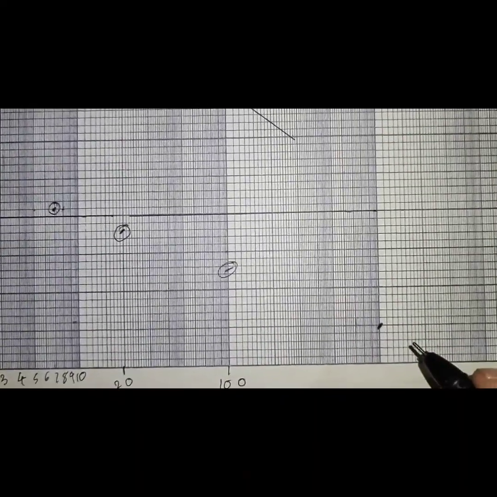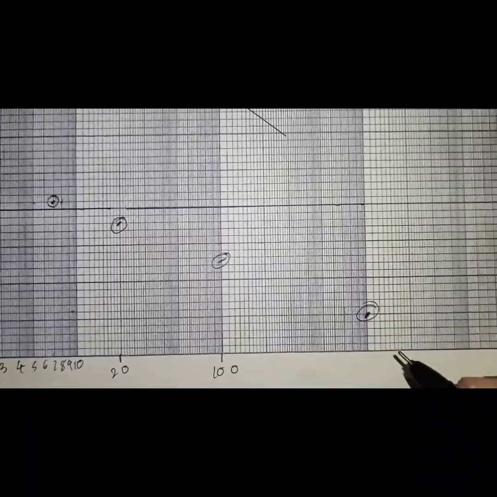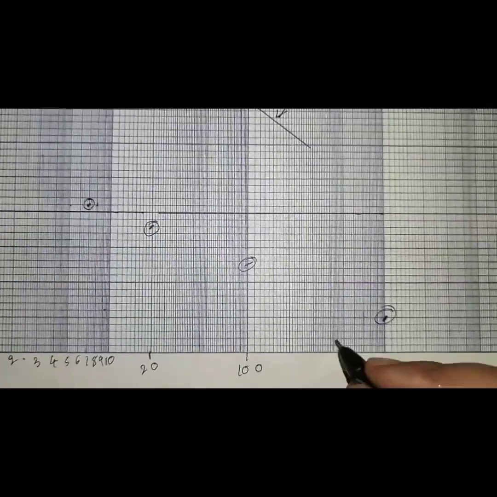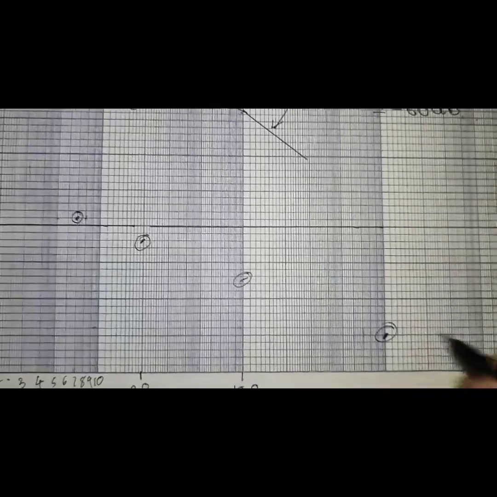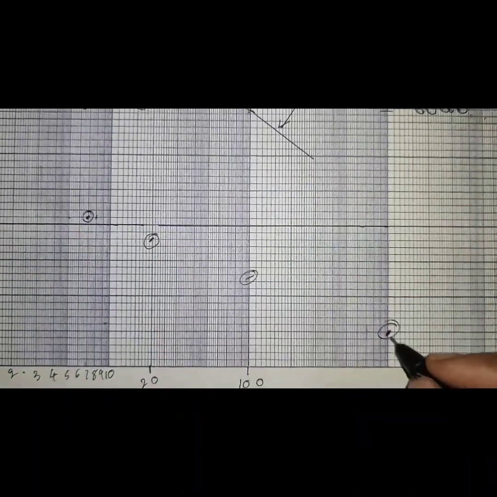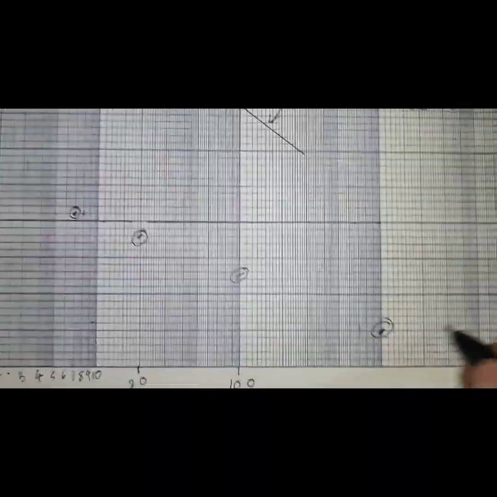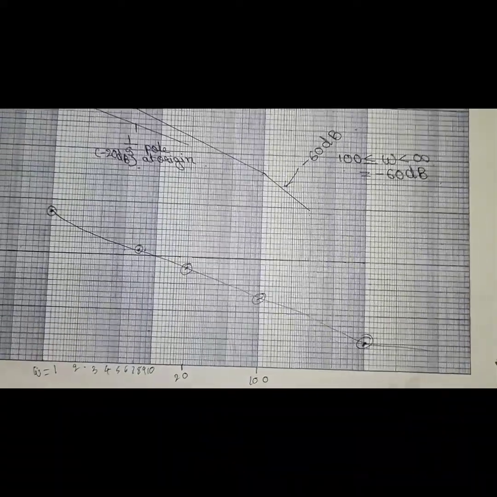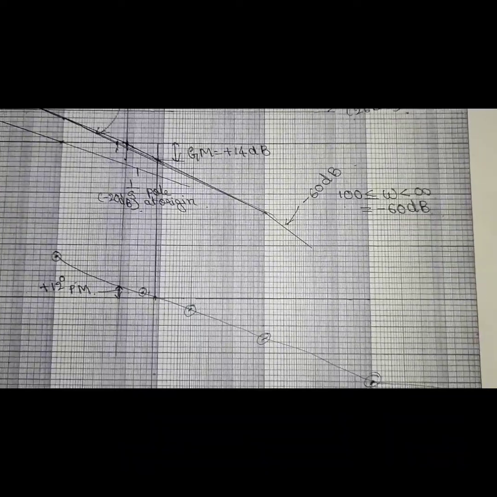When it is infinity, we don't know exactly, so it will be 270. It will be the 270 line. We don't know the exact value, so we just decrease the graph, no need to mark. Like this you'll get it. I have joined all the lines.